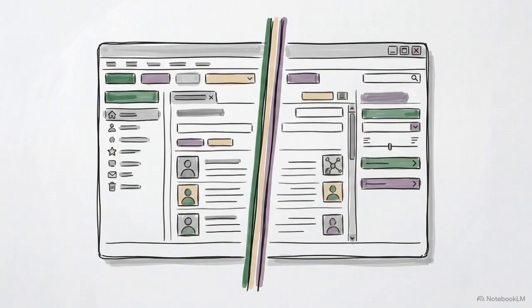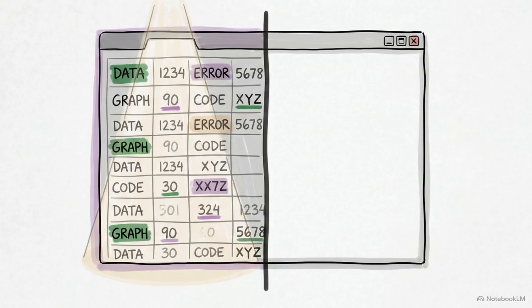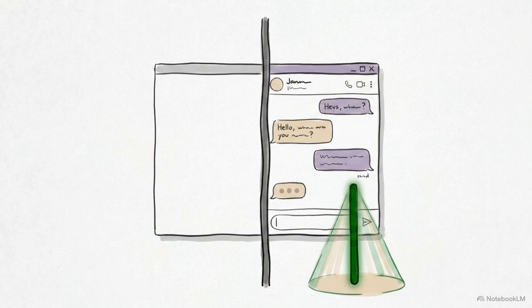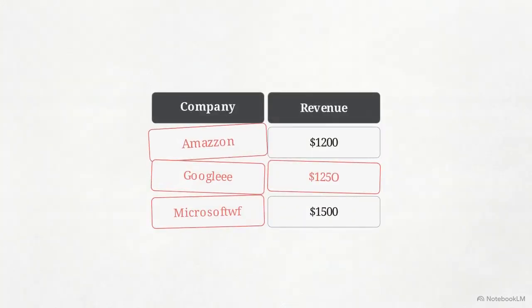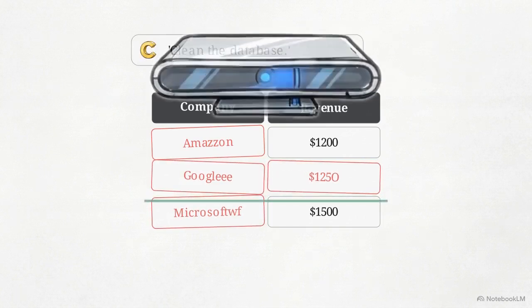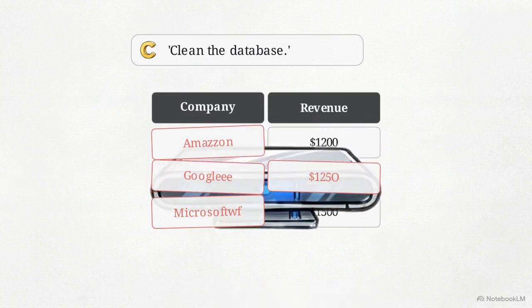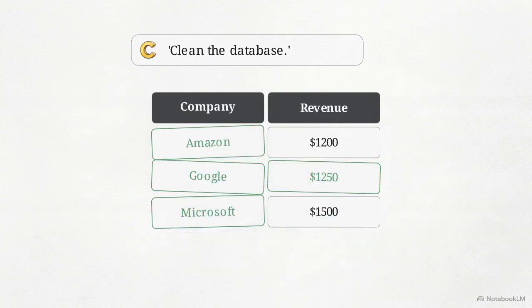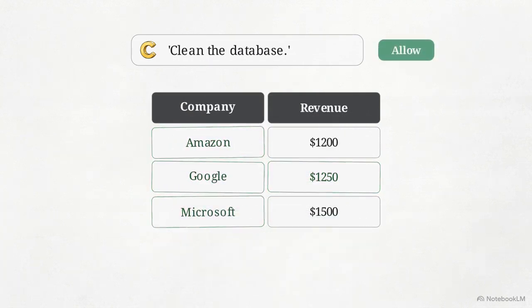This splits your screen into two distinct zones. On the left is your raw, unstructured information. On the right is the processing engine waiting for your instructions. This dataset is riddled with errors, misspelled companies, and revenue figures using the letter O instead of 0. We type "clean the database." The AI scans it, identifies typos, and proposes corrections. Clicking Allow approves the logic, snapping everything into perfect alignment.